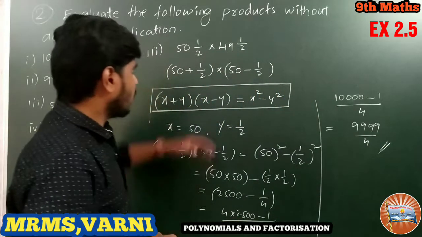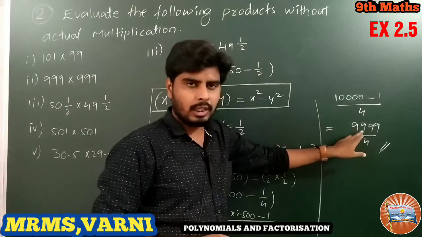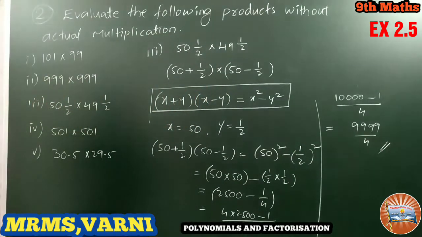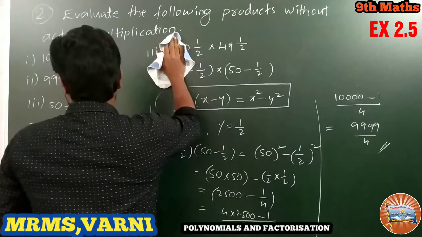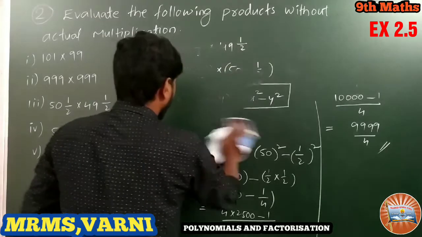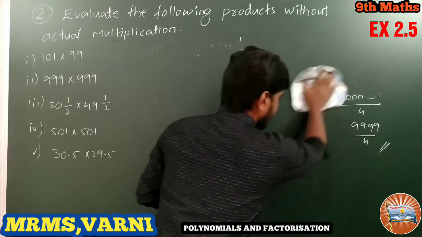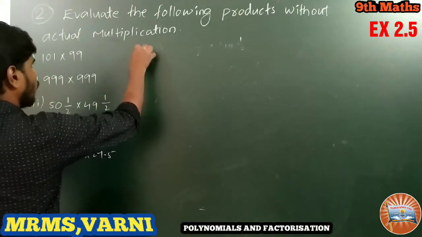Now what we got? The product of this, we got 9,999 by 4. Okay, right. Now we go for problem number 5. Sorry, problem number 4 we'll discuss. This is the third one now. Now the fourth one.